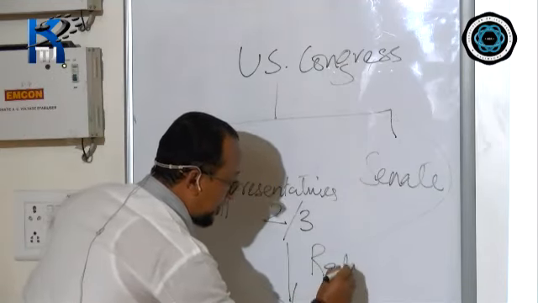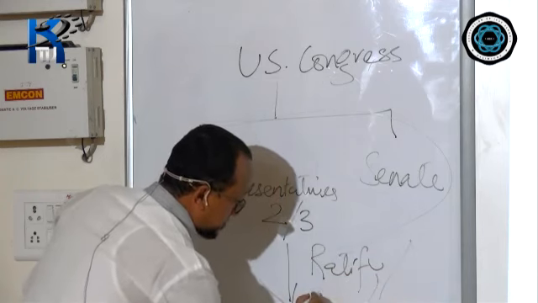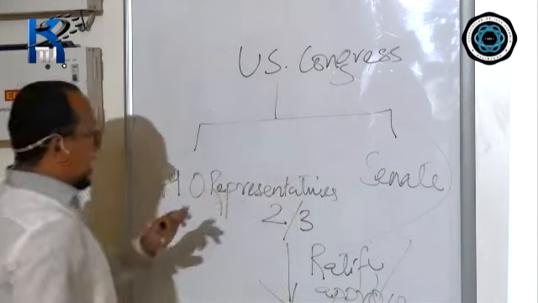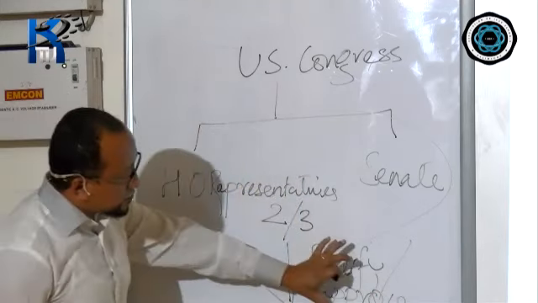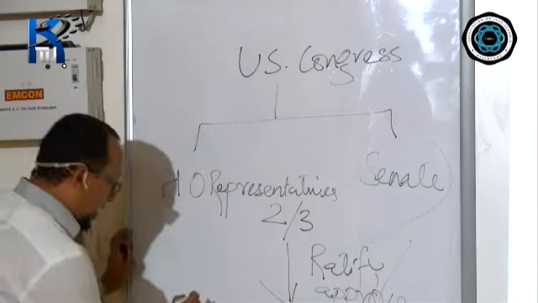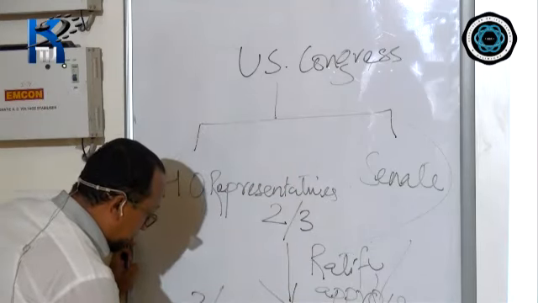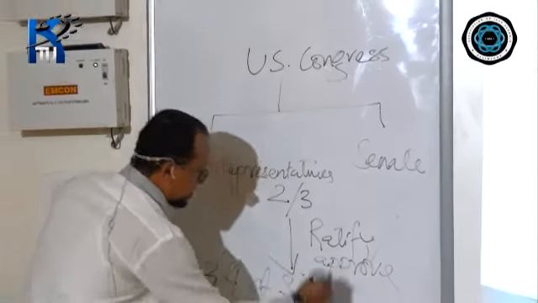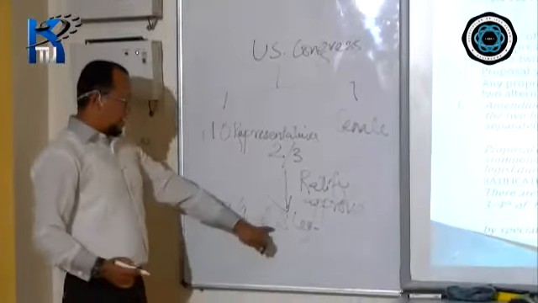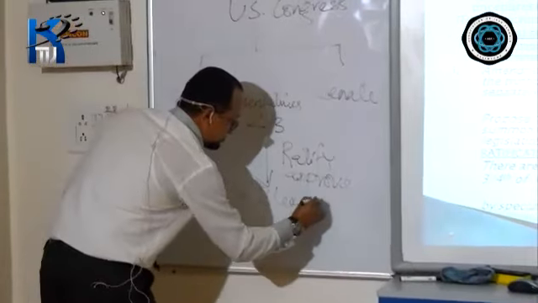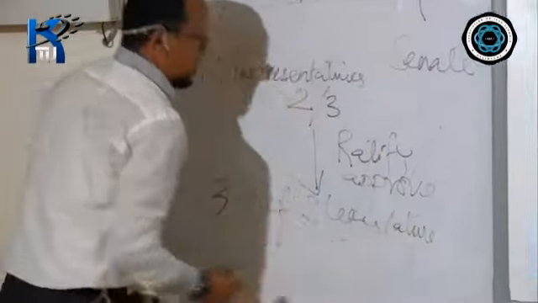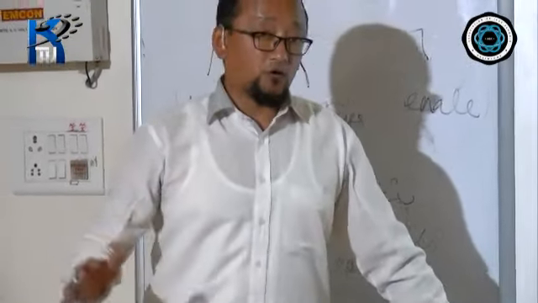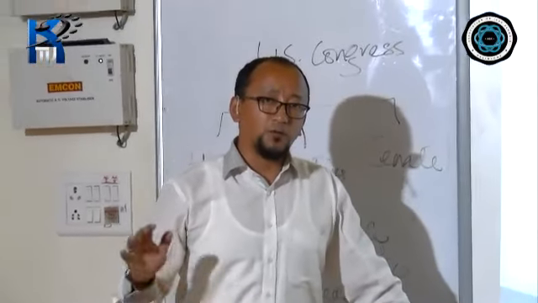I write here ratify, or the most simple term, it could be approve or approval. After this, it has to be ratified or approved by 3/4. I hope this is visible enough. 3/4 of the state legislature. I've written S like, okay, children, there are 50 states in America, and out of 50 states, 3/4 of the state legislatures will have to ratify or approve.